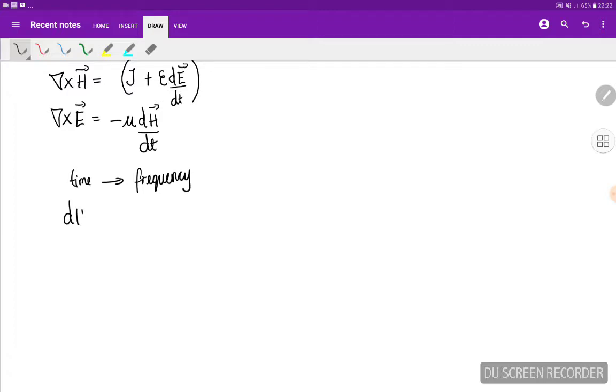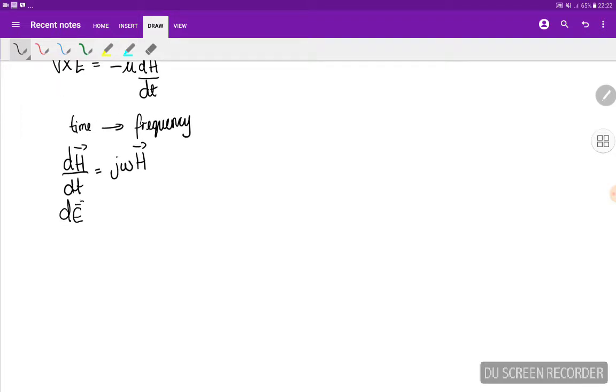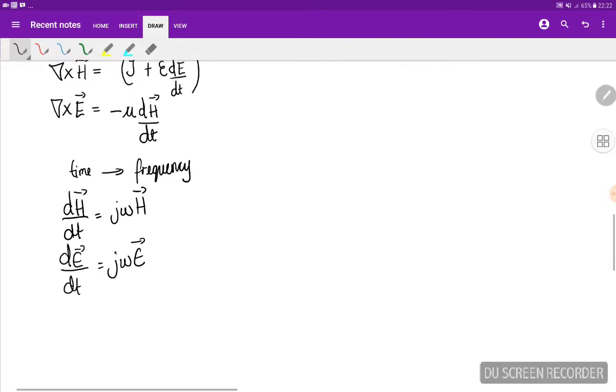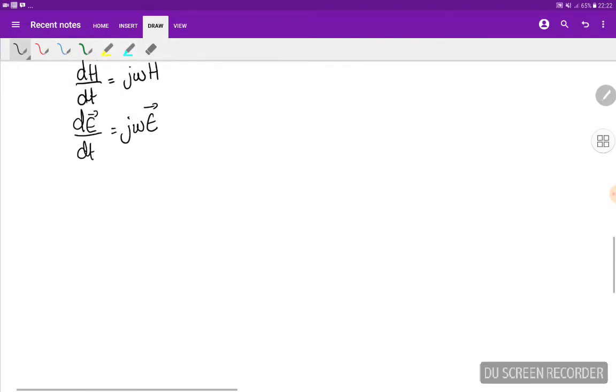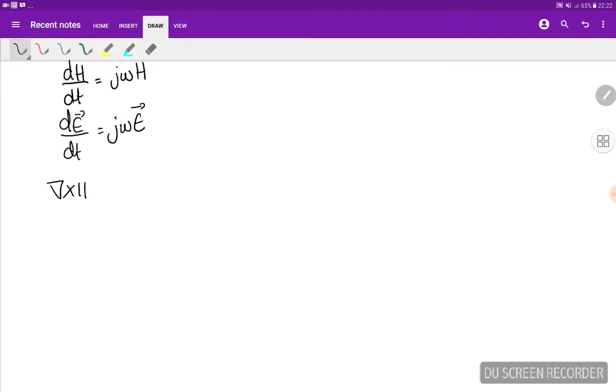dH/dt is going to be jωH, and dE/dt is going to give us jωE. Now the initial conditions are removed, since we expect that the sources are 0. So if I put this back in the equation, I would get curl H equal to J, capital J, plus small complex j ω epsilon E.